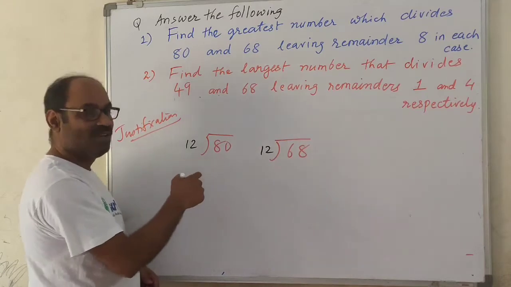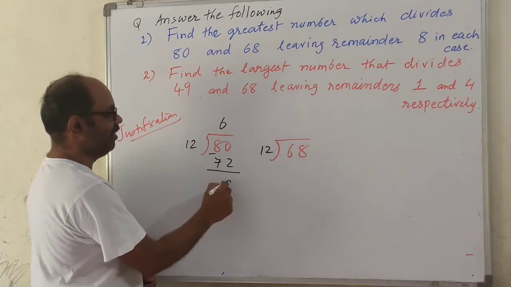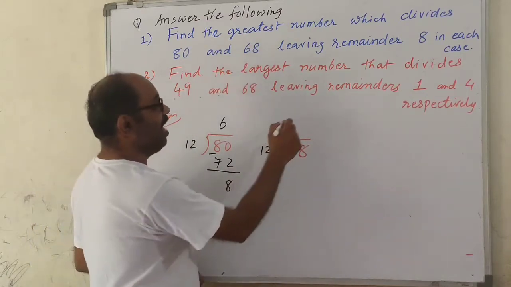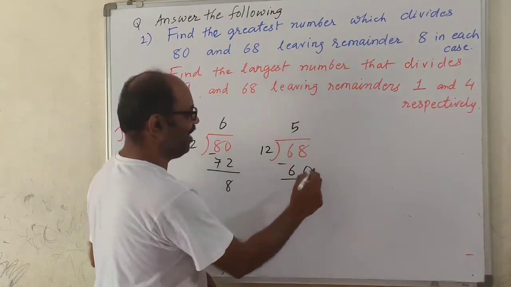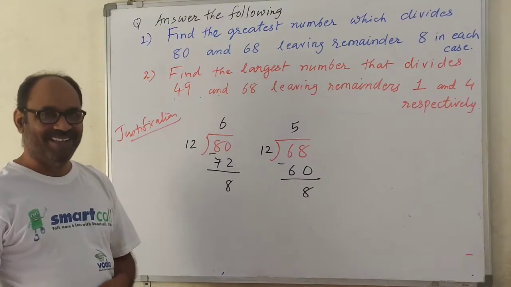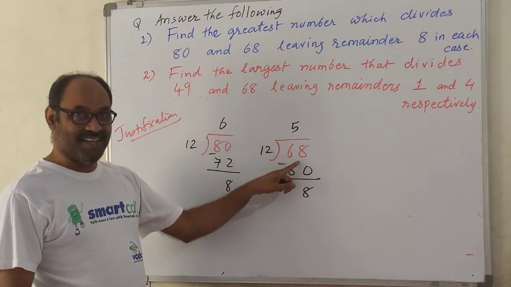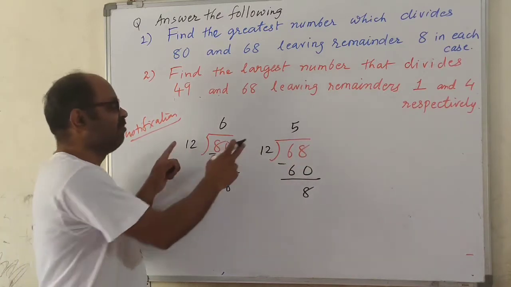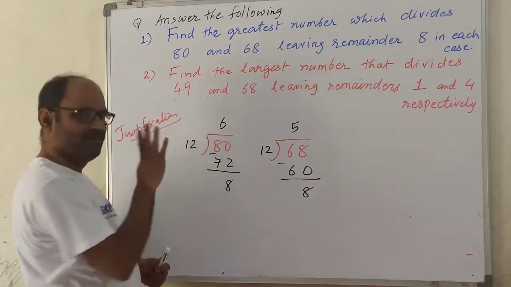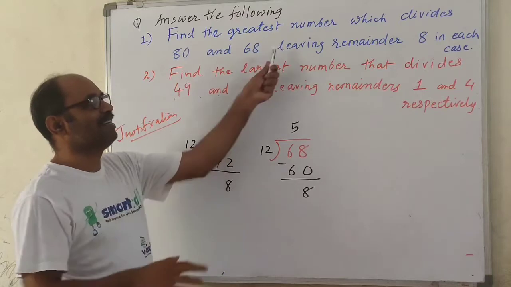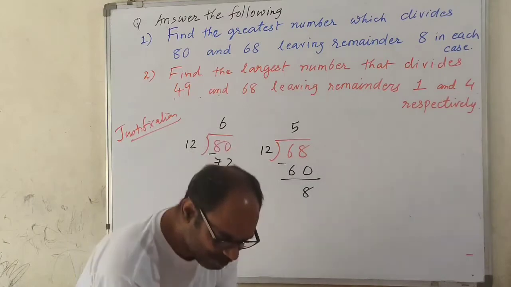Now what is this? 12 6s are 72. 80 minus 72 is 8. 12 5s are 60. And 68 minus 60 is 8. So, got my point? See? 80 and 68 are divided by the greatest number 12, leaving remainder 8 in each case. But you don't have to give justification. This is just for you to understand this statement in a better way. Okay? Can we do the next now? Fine.